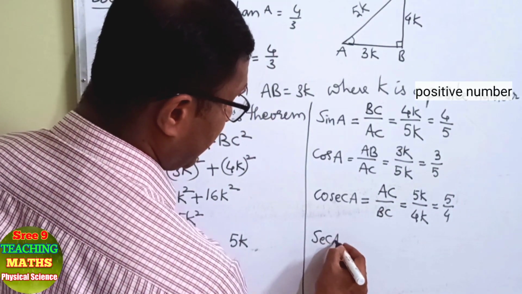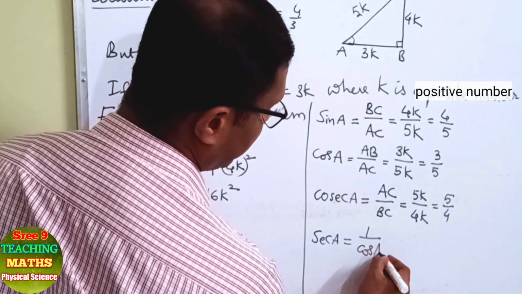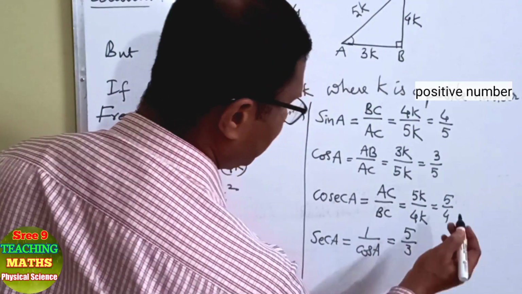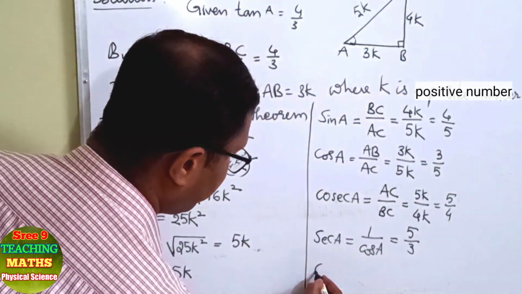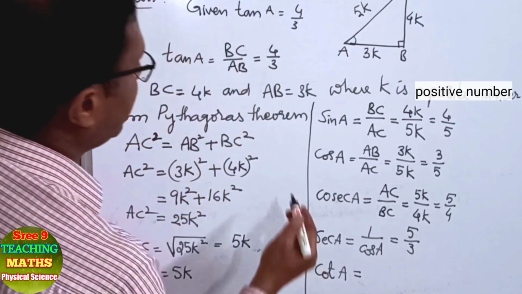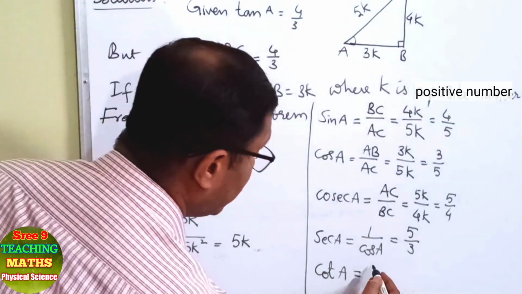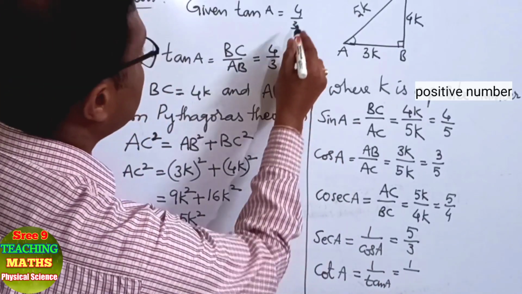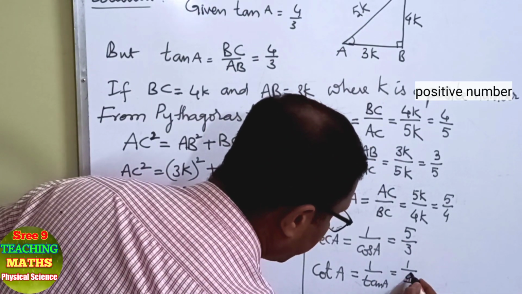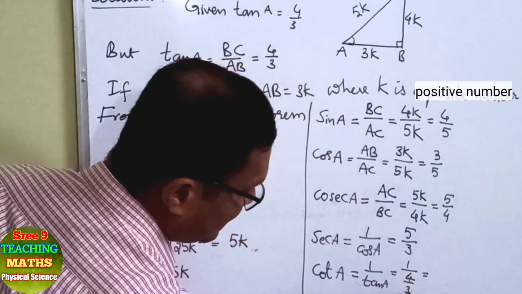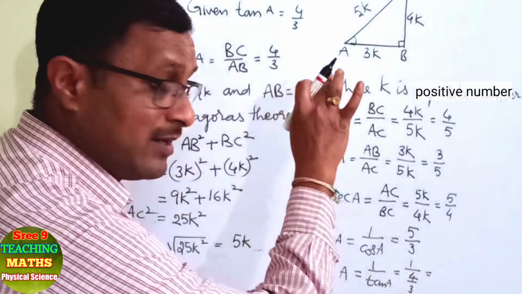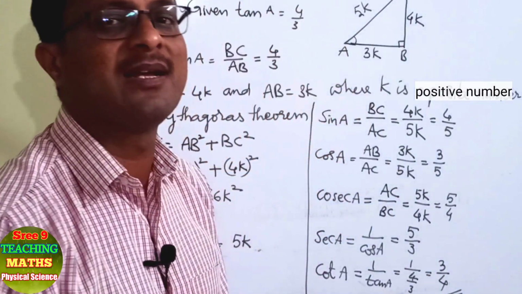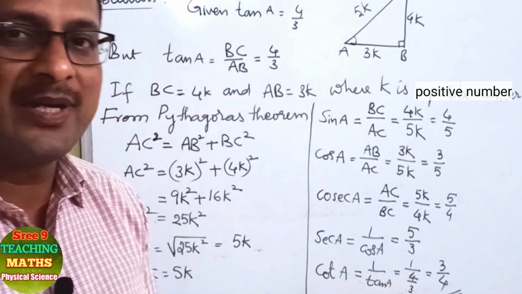Like this, sec A, I will write like this to understand. Reciprocal of cos A. What is the cos A value? 3 by 5, and it will be 5 by 3. Okay, and the last, cot. So cot A, already we know tan A is 4 by 3. It's a reciprocal, that is 1 by tan A. To write clearly, 1 by tan A is 1 by 4 by 3. When a fraction is in the denominator, it turns upside down, so 4 by 3 will become 3 by 4. So here the problem completes. Got it? Do you understand?